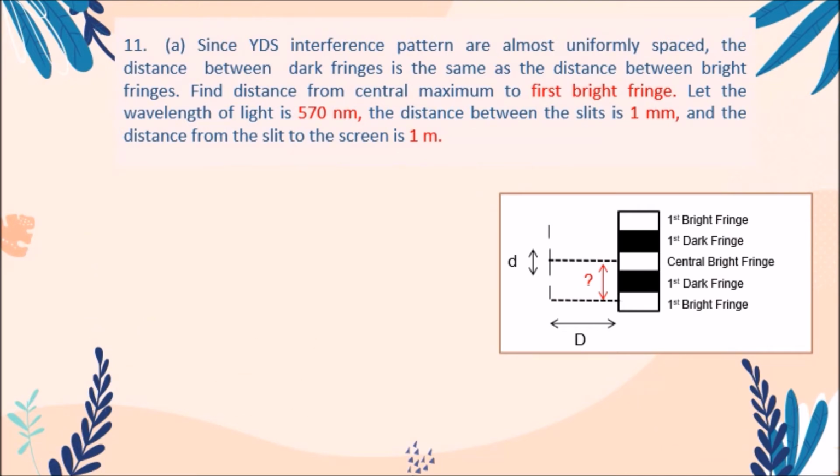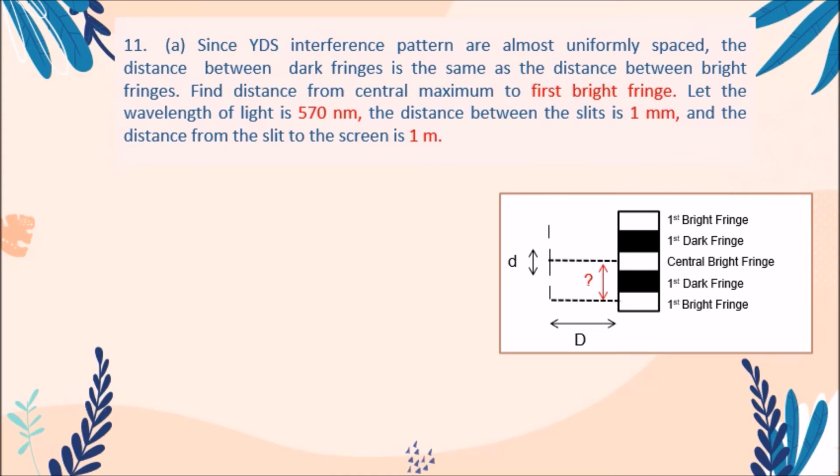For question 11a, since Young's double slit interference patterns are almost uniformly spaced, the distance between dark fringes is the same as the distance between bright fringes. Find the distance from the central maximum to the first bright fringe. Let the wavelength of light be 570 nanometer. The distance between the slits is 1 millimeter, and the distance from the slit to the screen is 1 meter.